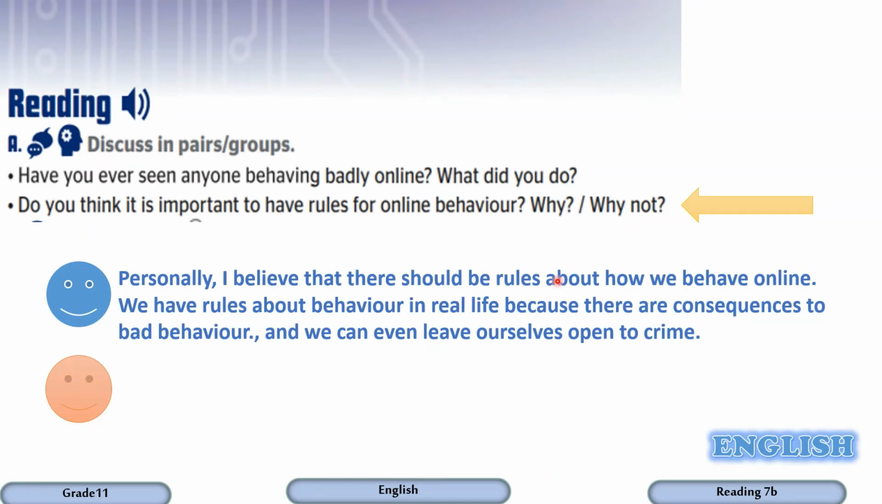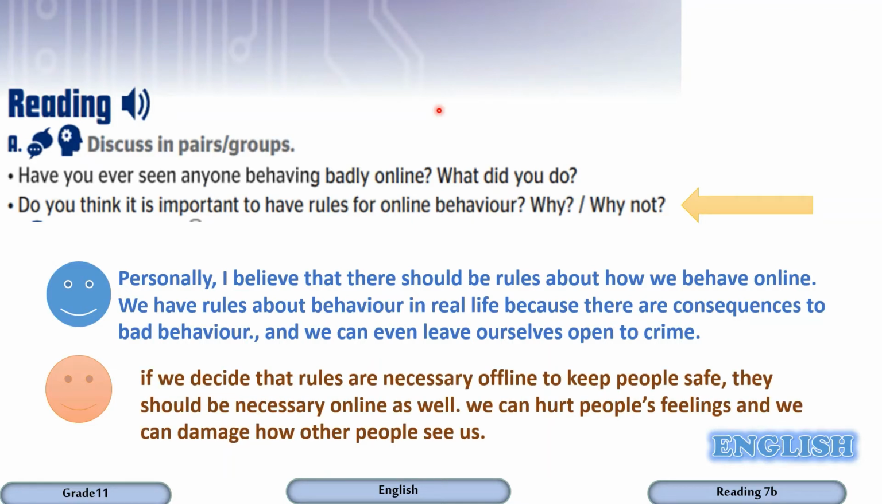Personally, I believe that there should be rules about how we behave online. We have rules about behavior in real life because there are consequences to bad behavior, and we can even leave ourselves open to crime. I agree with you. Now let's check a different answer. I think if we decide that rules are necessary offline to keep people safe, they should be necessary online as well. We can hurt people's feelings and we can damage how other people see us.